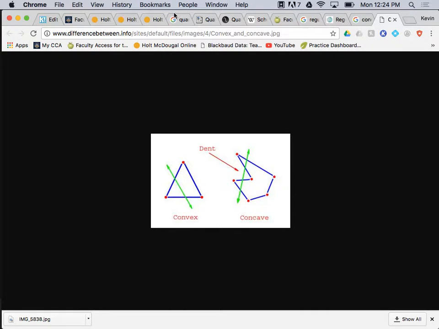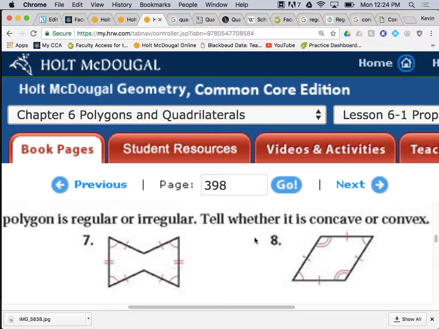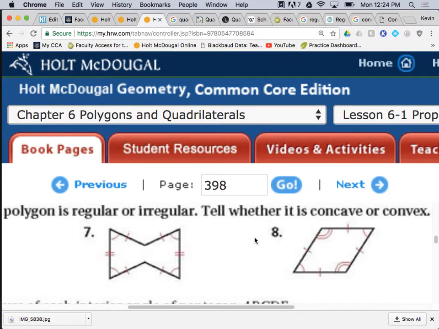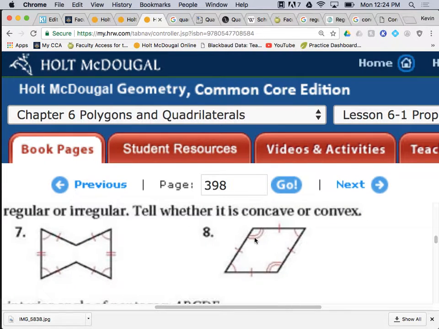So with that, I can start asking you guys a couple questions. So this shape right here.